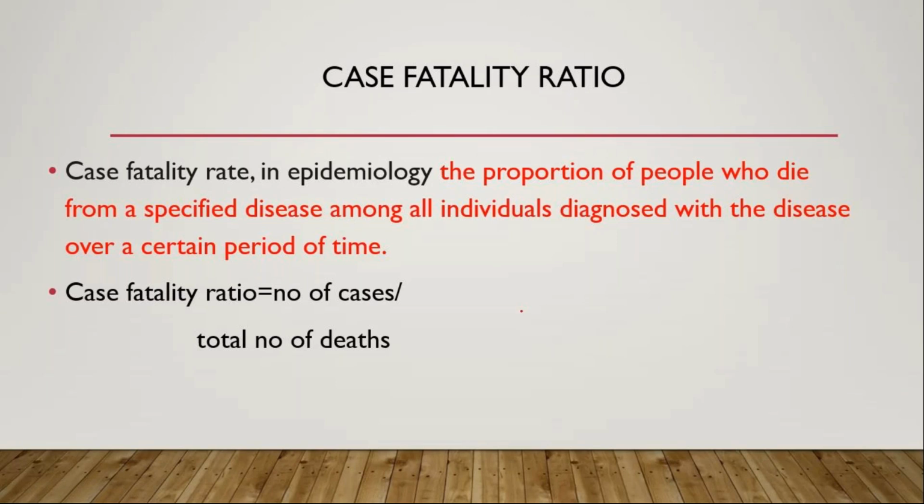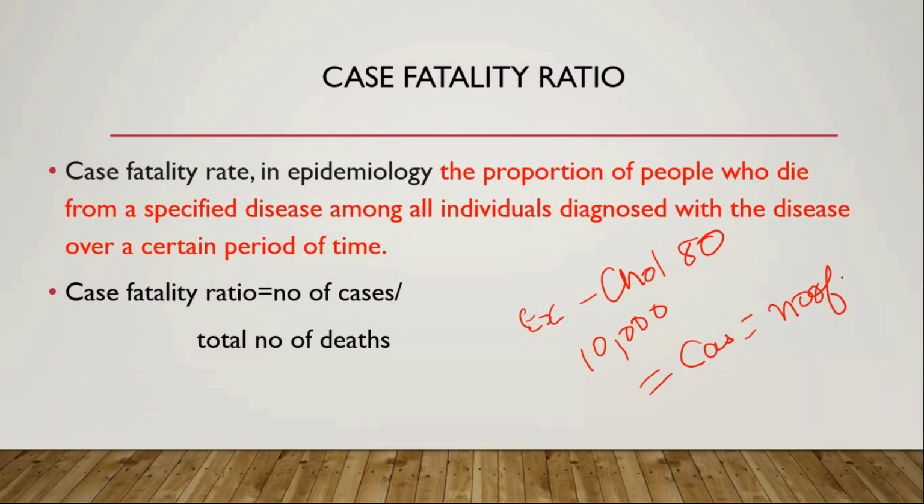Suppose, for example, there is an outbreak of cholera, and suppose in a population of 10,000, 80 people have cholera. So the case fatality ratio is the number of deaths upon the number of cases. 80 people have cholera and 72 people have died. So the number of cases is 80 and the total number of deaths is 72.